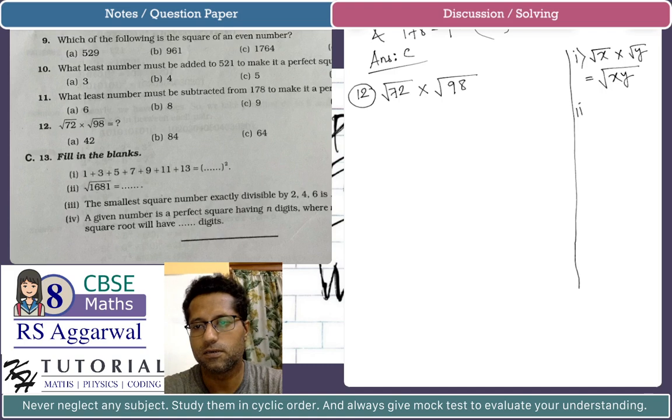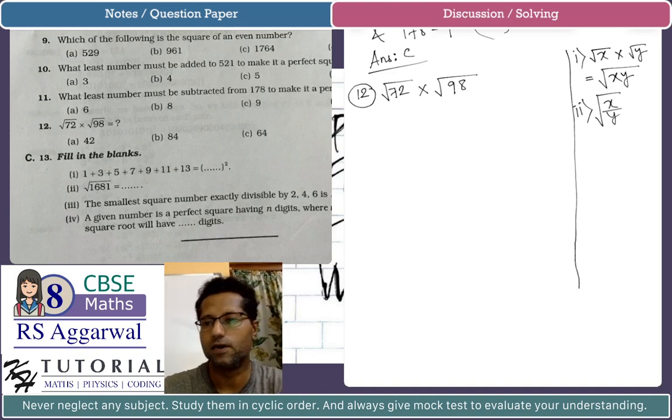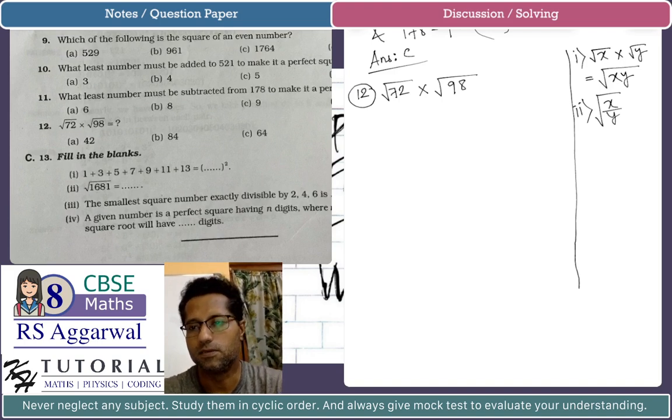And the second one is that the square root of x by y, so x by y is a fraction. Since x and y are both positive numbers, root of x by y is equal to root x divided by root y.